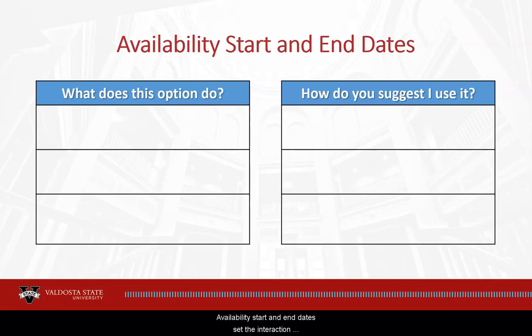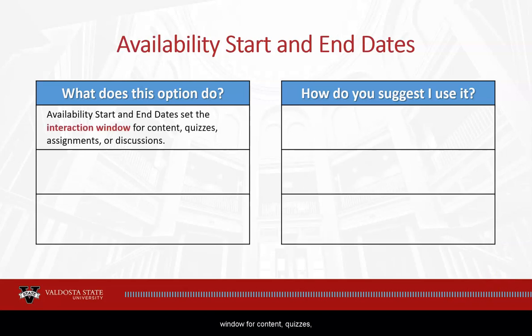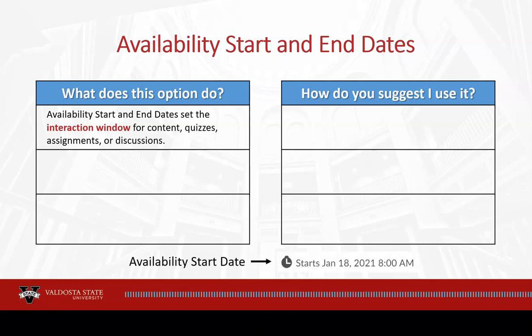Availability start and end dates set the interaction window for content, quizzes, assignments, or discussions. These dates also specify when students are able to submit assignments and quizzes in your course. This icon signifies that an item has an availability date restriction attached to it.